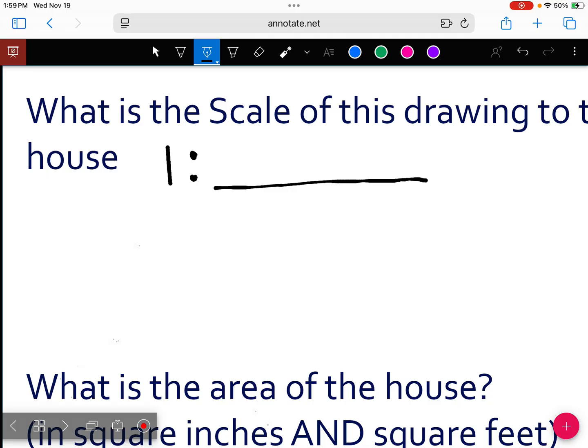On this Bay Area map right here, it's written really, really small, but it's right above this scale here. It says 1 to 544,896.